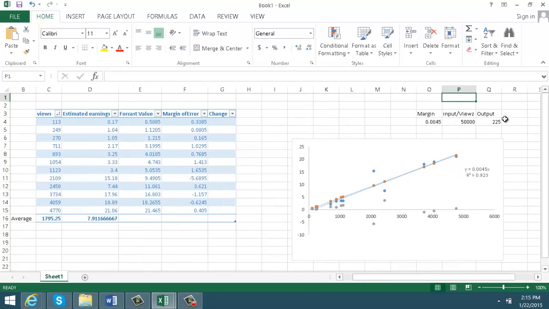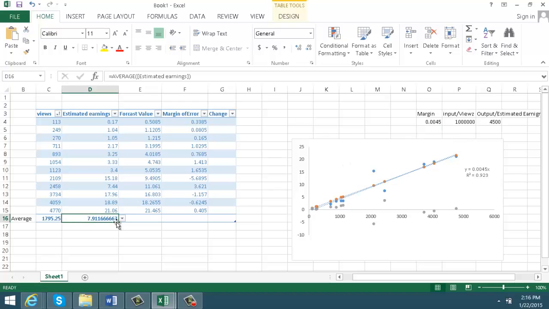Do this. Estimated earnings. So let's say if you have 1 million views, this is how much you will be making. Your estimated earnings will be 4,500. Okay, so take this formula down.